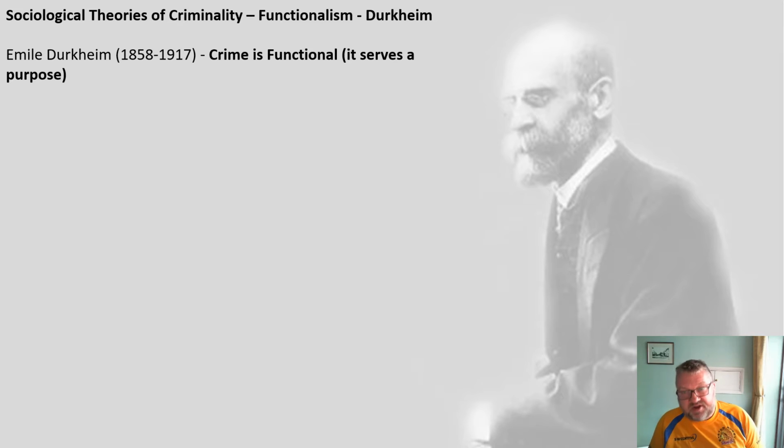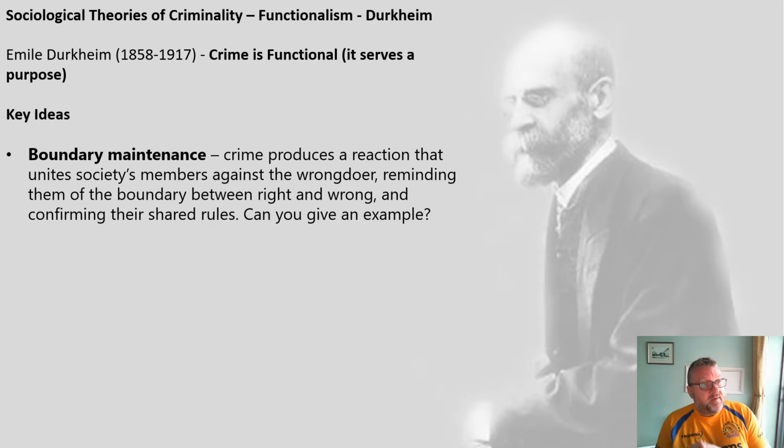So we're going to start with Durkheim. Again, he's a functionalist. So basically he's saying crime is functional, it serves a purpose. His key ideas are boundary maintenance, so try and use these terms I've put in bold when you're answering a question on Durkheim. Boundary maintenance is the idea that crime produces a reaction that unites society's members against the wrongdoer. It reminds them of the boundaries between right and wrong and confirms that their shared rules are what they believe in. So if you think of an example of boundary maintenance, what could you come up with?